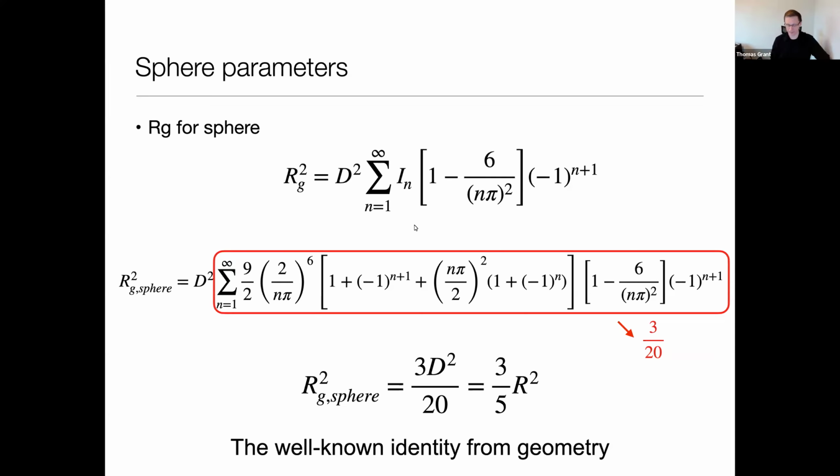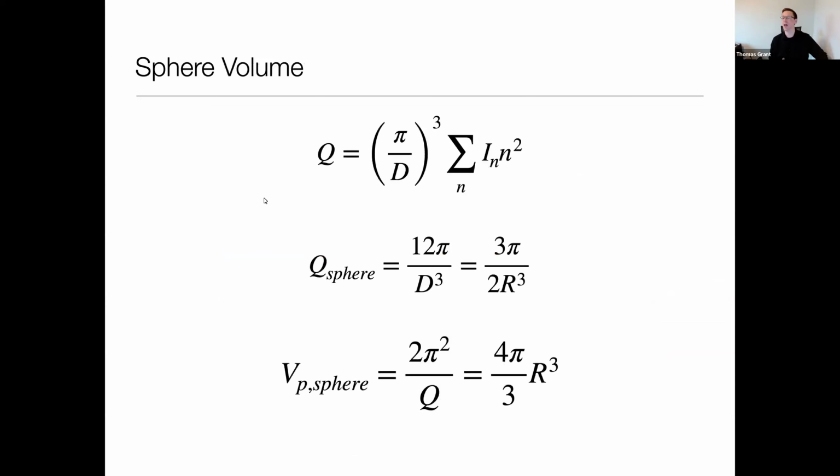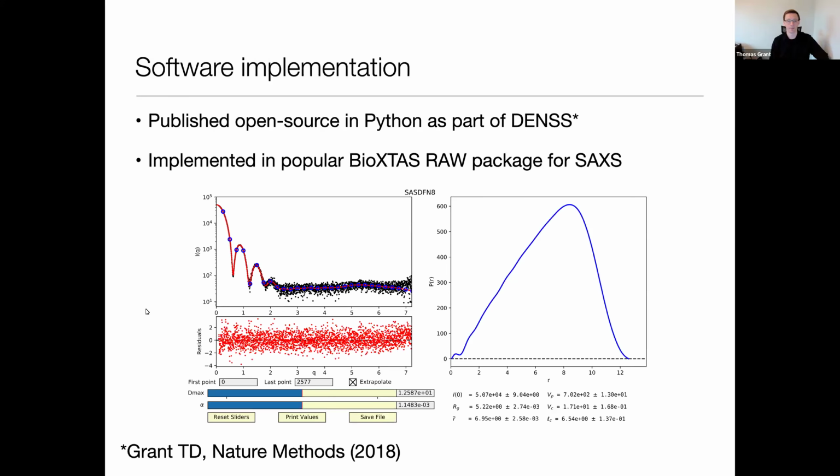So it's very neat. We can do the same thing with the volume of the sphere. I told you we can measure the Porod volume using this Porod invariant. We can have this equation for the Porod invariant, plug in the IN values for the sphere, and we can get this value for the Porod invariant of the sphere, plug that into the Porod volume equation, and we get an answer of 4/3 pi r cubed, which is, of course, the volume of a sphere. Again, a really neat result.